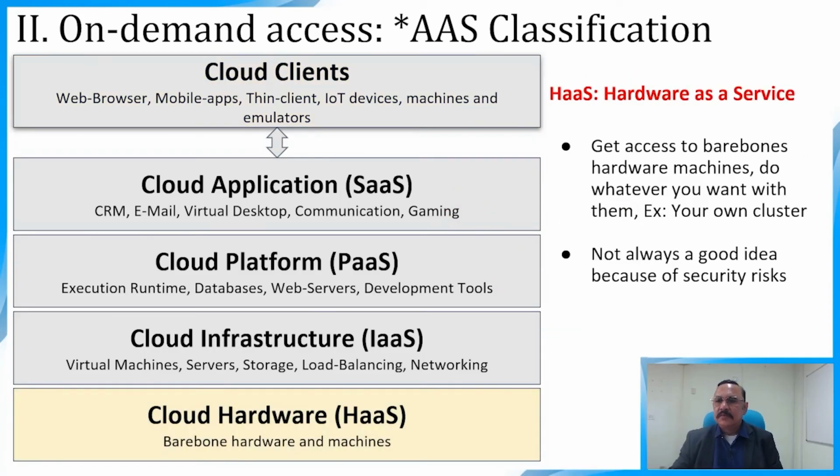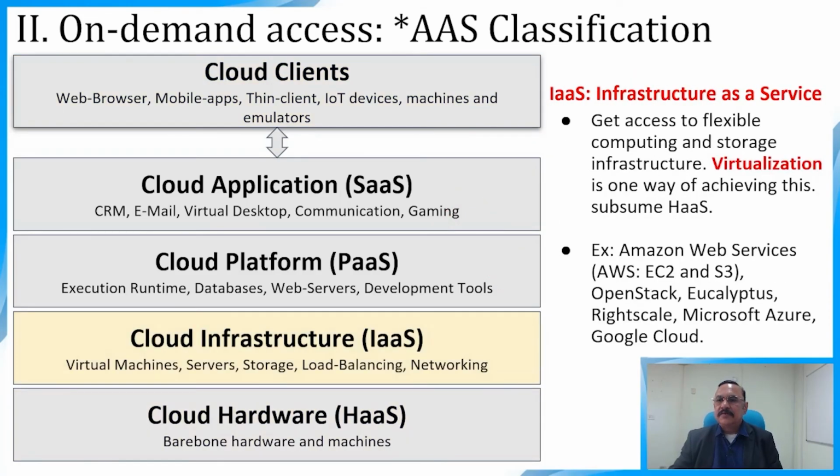Hardware as a service, infrastructure as a service, that is get access to the flexible computing and storage infrastructure. Virtualization is the technology which provides infrastructure as a service. Examples are Amazon Web Services, AWS. AWS provides two different types of infrastructure as a service. EC2, Elastic Compute Cloud, is a compute service, and S3 is a Simple Storage Service, that is a storage as a service.